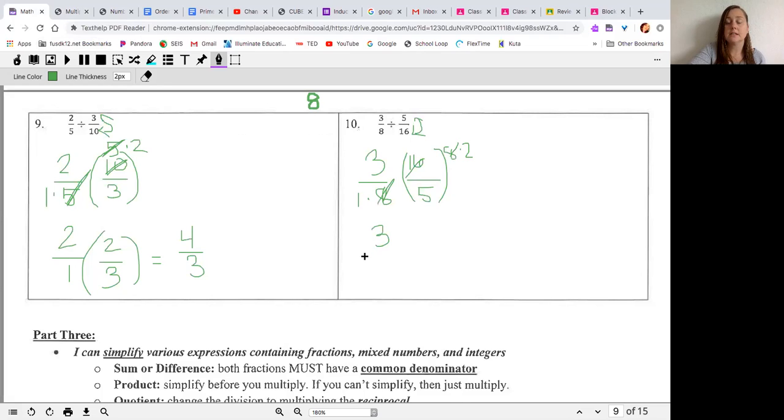You're not required to rewrite this, but it is helpful for some students, so I'd like to do this for them. Now I can multiply across. 3 times 2 is 6, and 1 times 5 is 5. And those problems are done. If you notice that 4 over 3 and 6 over 5 are both improper fractions, feel free to convert them to mixed numbers. That is good practice, but not a requirement.